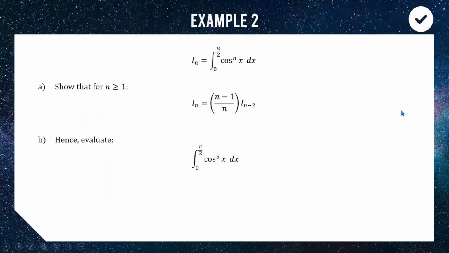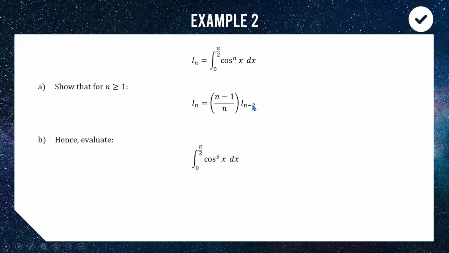Okay, moving on to example 2, a bit of a tougher one now. We have our integral with a power of n is cos to the nx between 0 and pi on 2. The recurrence formula we want to try and prove is that In is n minus 1 over n, multiplied by I of 2 steps below.